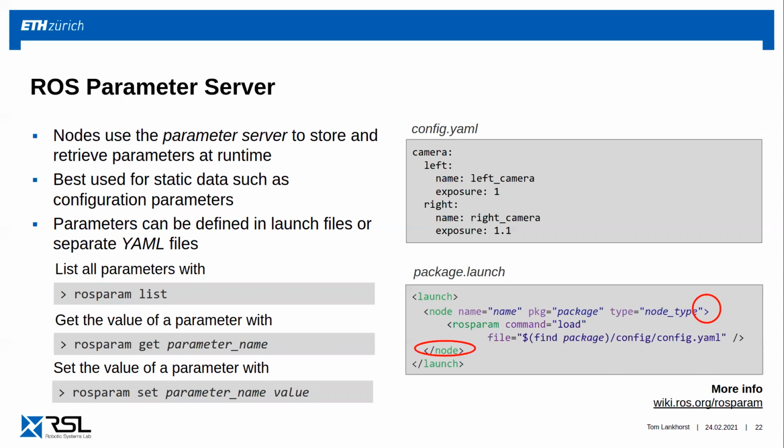We can access the parameter server from the command line. By calling rosparam list, we can instruct the rosparam tool to list all the parameters available in our current ROS network. We can also get parameter values with the rosparam get command, and set them. However, typically we only use these rosparams for static commands. So when you change a parameter while another node is running, it will typically not adjust the value immediately, and it will require a restart.